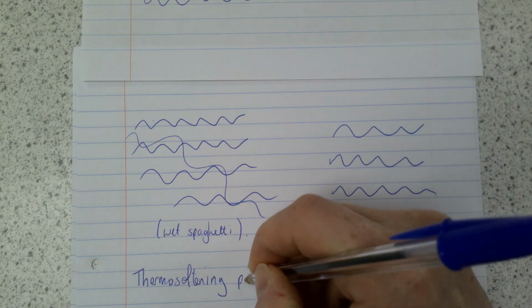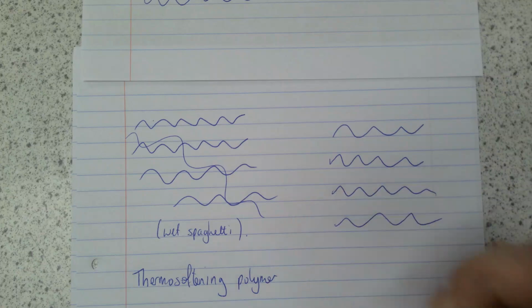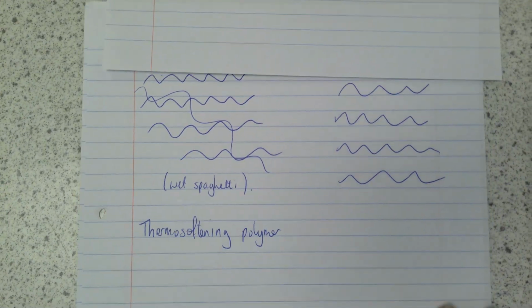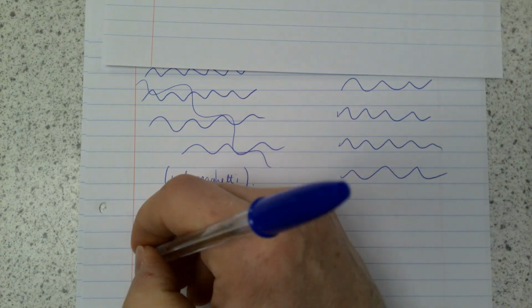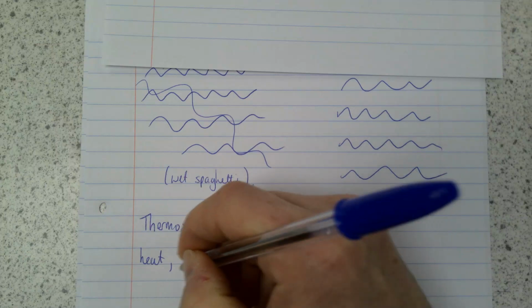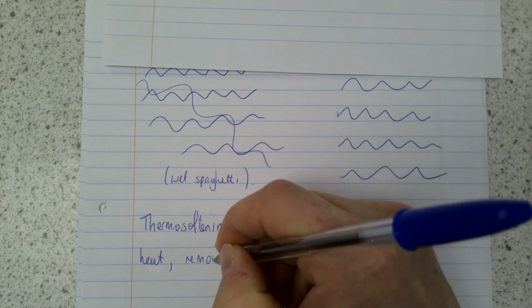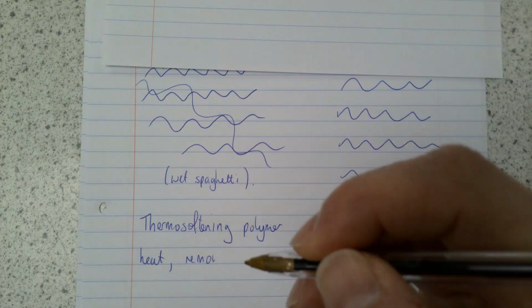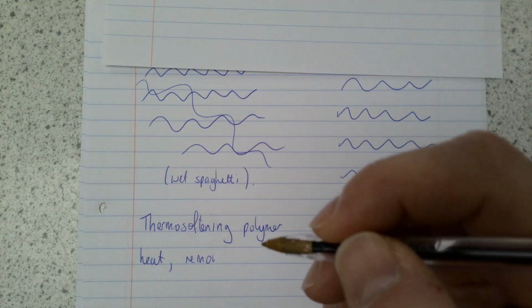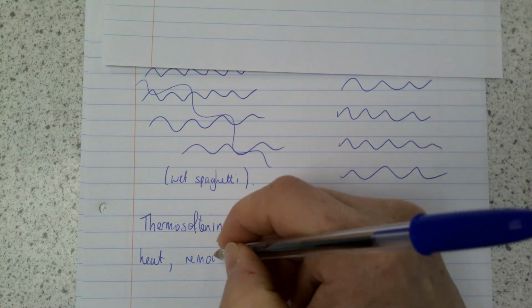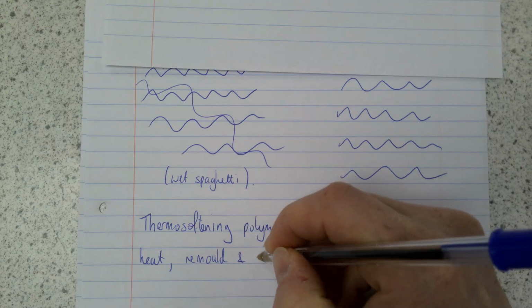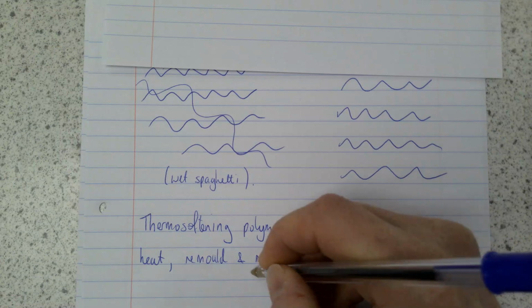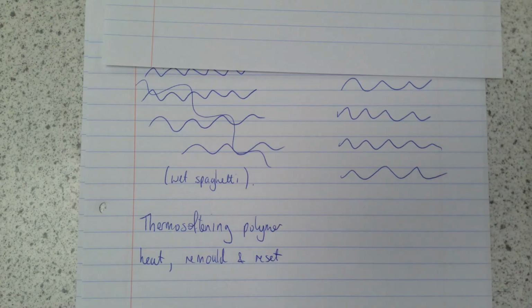Or thermosoftening polymer. The word polymer and plastic are essentially the same thing. Okay? The thing about thermosoftening polymers is you can heat, remold, and reset. So you heat, remold it, cool it down again, and it resets. And that's how you can recycle plastics, right?